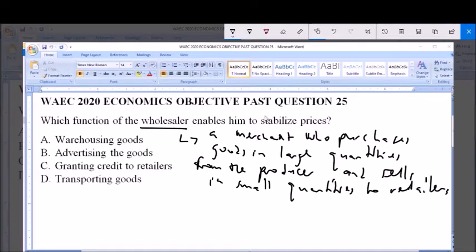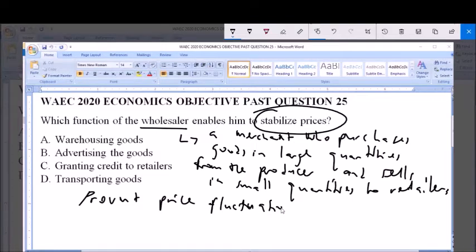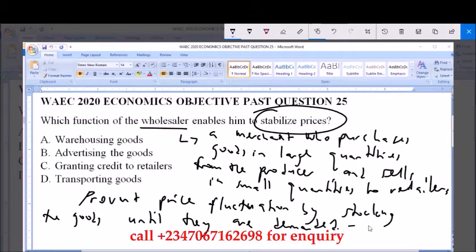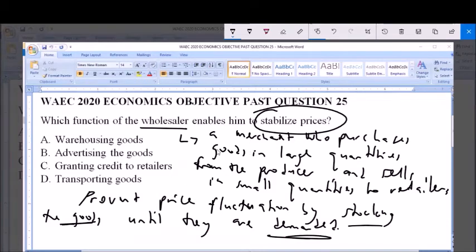retailers. Now, one of the major functions of the wholesaler is stabilization of prices, and he does this by helping to prevent price fluctuation by stocking the goods until they are demanded. That is, he stocks the goods in a warehouse until they are demanded. So by this, he helps to stabilize prices or prevent price fluctuation. So stocking of goods until they are demanded is described as warehousing. So warehousing is that commercial activity that entails stocking of goods until they are demanded for, before they are used. So this helps to stabilize prices, and as a function of the wholesaler, that is A, warehousing goods.